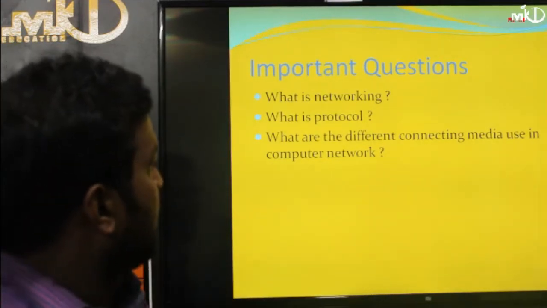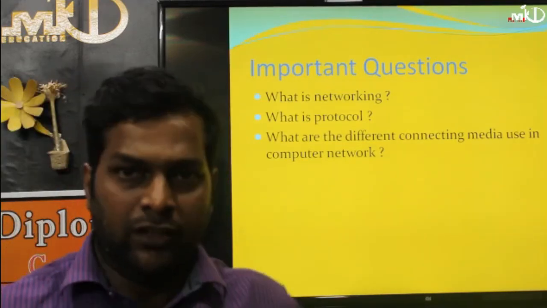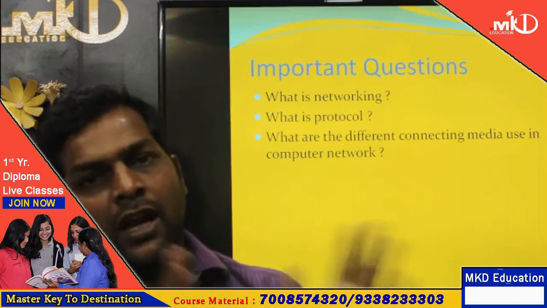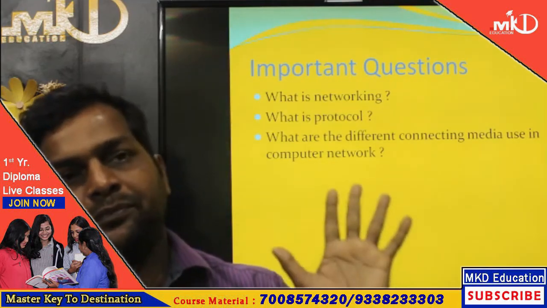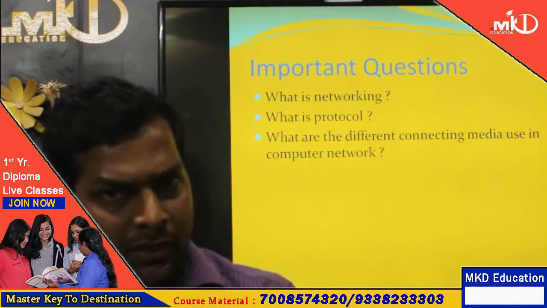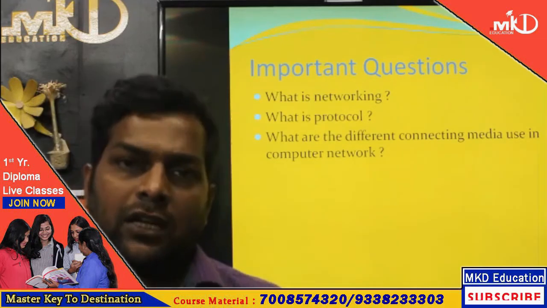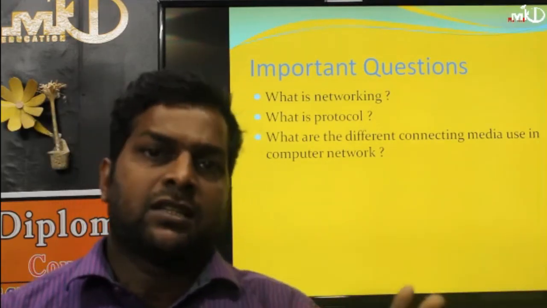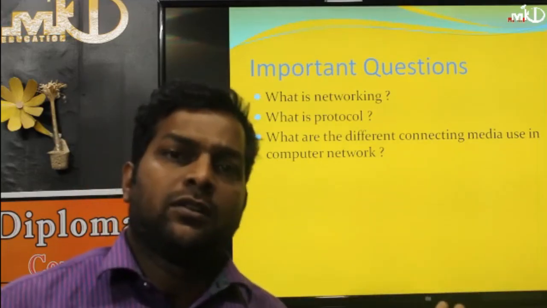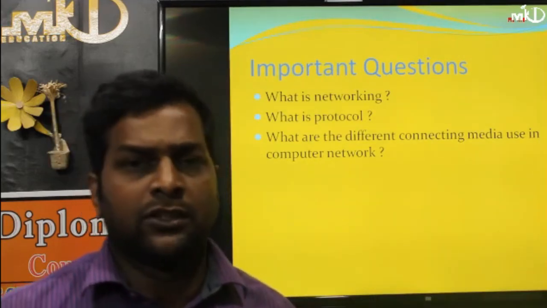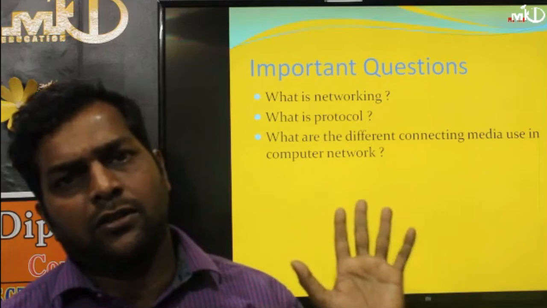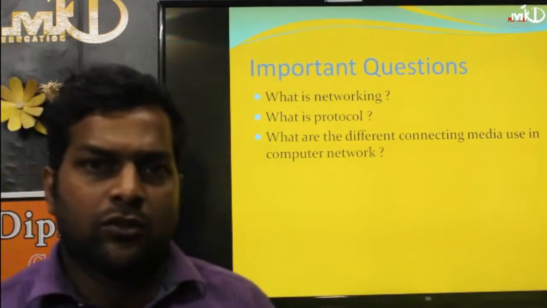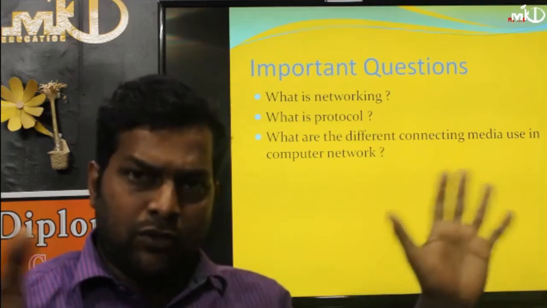What are the different connecting media used in a computer network? Connecting media is overall categorized into 2 categories: wired and wireless, that is, guided and unguided media. Guided media is divided, and unguided media is also divided. According to types of cables and frequency ranges, it is divided into many subcategories. There are 3 subcategories under guided media and 3 subcategories under unguided media. So this is the overall part. Many more questions will also arise after going through the details.